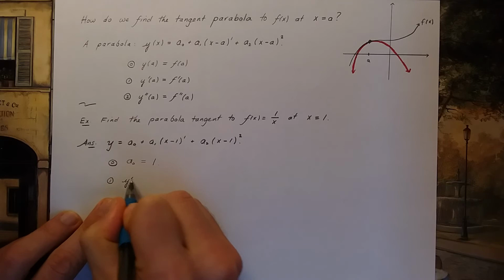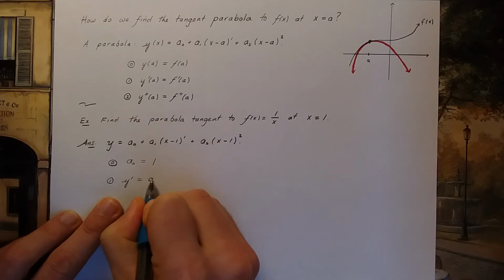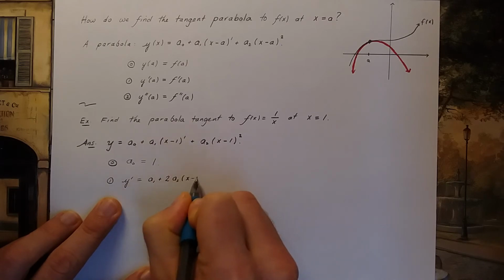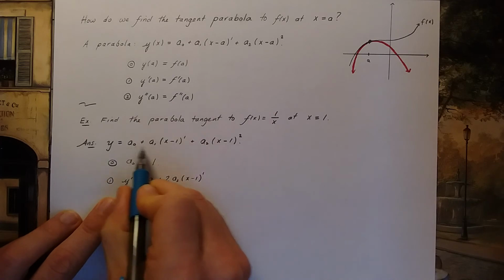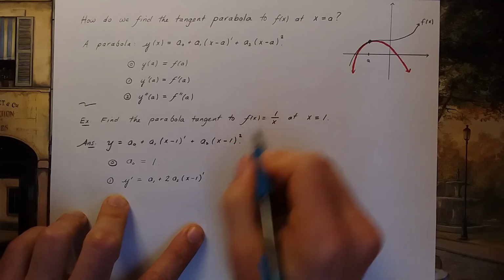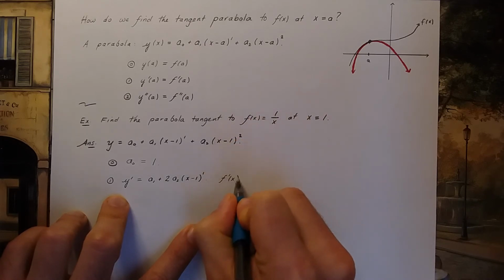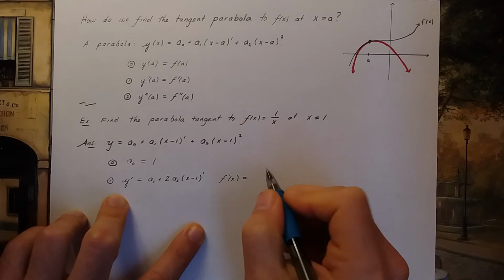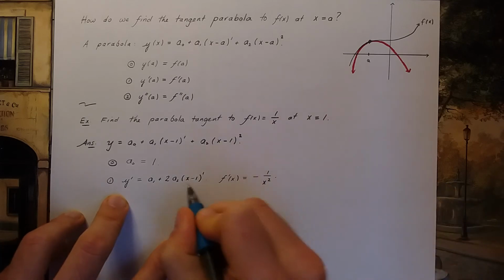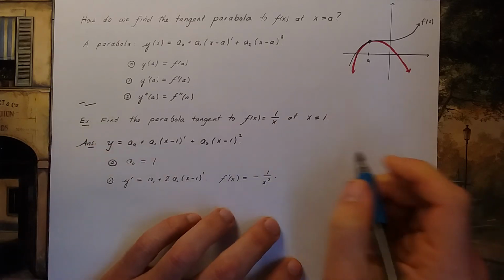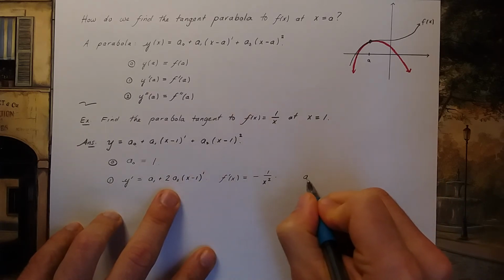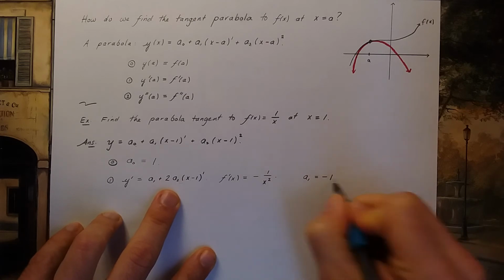So the derivative, y prime, is equal to a1 plus 2a2 times (x minus 1) to the first. So I took the derivative of this function. The derivative of my function f of x, f prime of x, I think that would be negative 1 over x squared. So if I plug in 1 to both of these, they match. If I plug in 1 to my derivative, this term goes away, so I get a1 is negative 1.